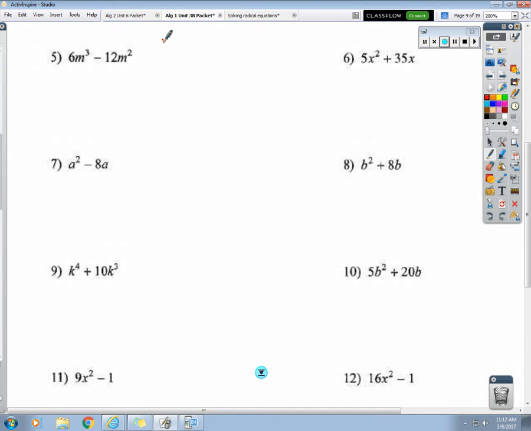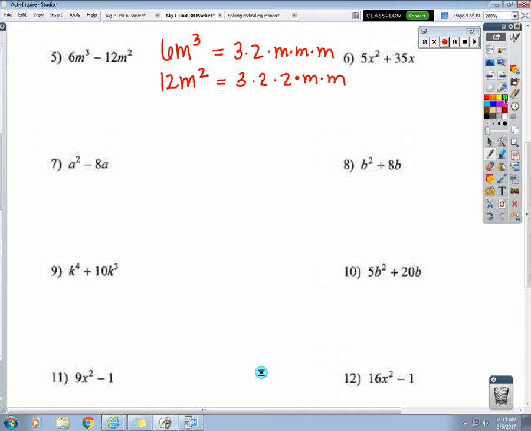5. We have 6m cubed and we have 12m squared. What are the prime factors of 6? 3 and 2. And then m cubed, wouldn't that be m times m times m? Okay, what are the prime factors of 12? 6 is not prime. 3, 2, and 2. And see how if you did, say, 3 times 4, you wouldn't have this other 2 to circle. That's why you have to break it down into primes so that we see that we have 2's to circle as well. And then that one has m squared, so 2 m's.